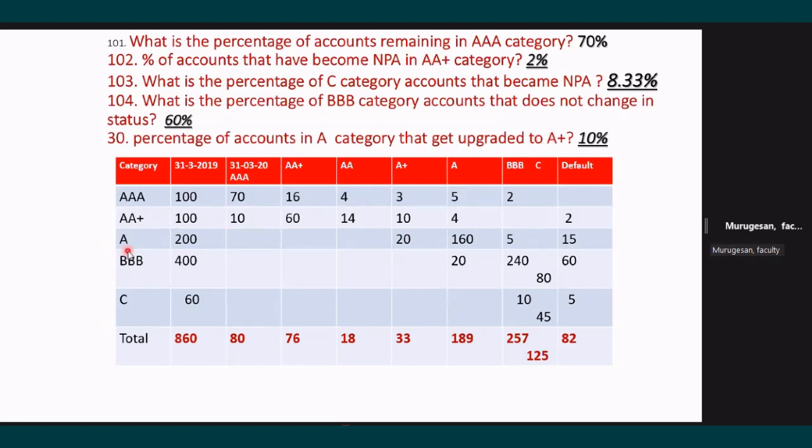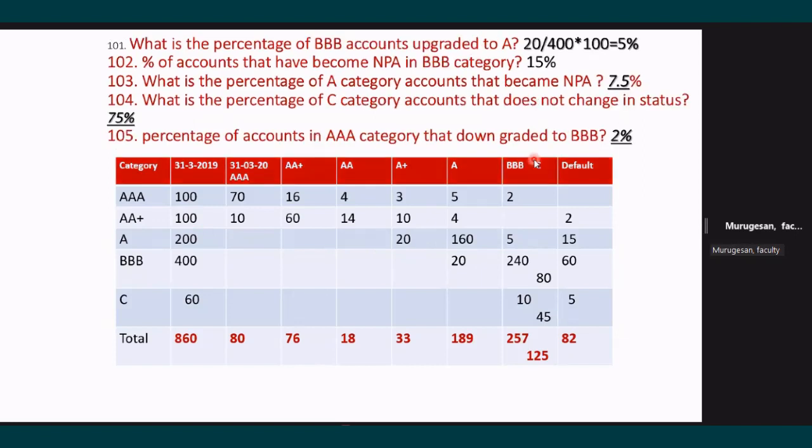You see, there are 200 A accounts. How much was upgraded? 20. That means 10%: 20 out of 200 is 10%. Now one more I have given, easy to answer. What percentage of BBB accounts upgraded to A? There are 400 BBB accounts here, and upgraded to A means 20 accounts. So 20 divided by 400 is 5%.